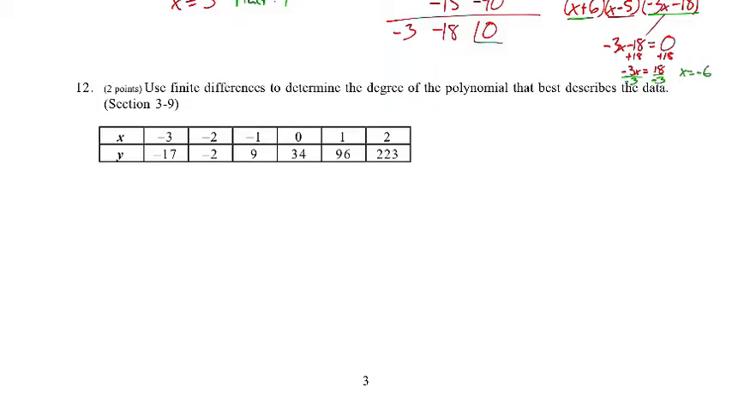Number 12 says use finite differences to determine the degree of the polynomial that best describes the data. Now, one thing that you always should pay attention to, but I'm not going to try to trick you, is check to make sure your x values are evenly spread out. Here we're just adding 1 to each x value. So it's like plus 1 here, plus 1, etc.